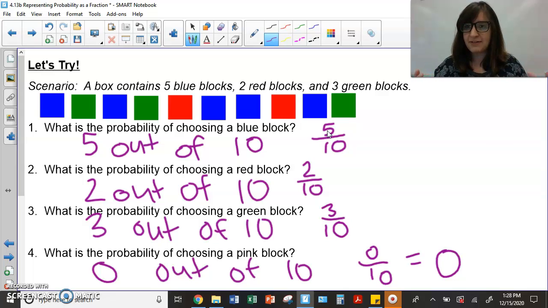So depending on my phrasing, I could say, okay, if it's 5 out of 10, there's an equally likely chance of choosing a blue than there is any other color. If I was just comparing to red, there would be 5 blue and 2 red. So I would say there's more likely chance to pick blue than red. But because I'm comparing it out of the total amount, there's an equally likely chance of picking blue versus any other color.